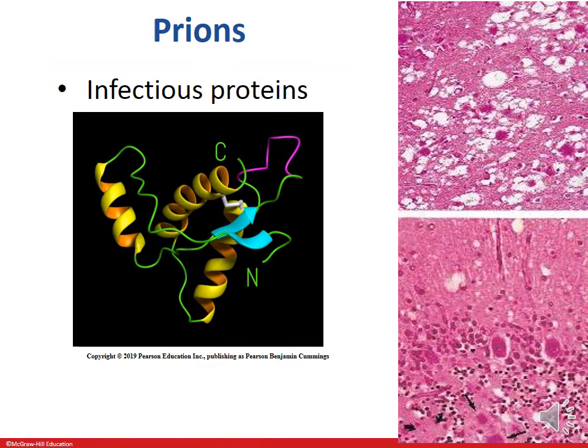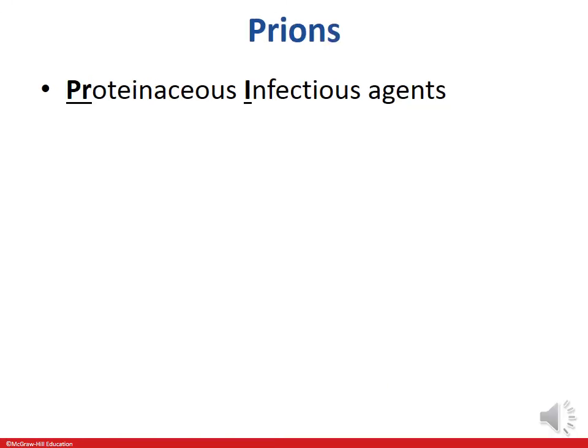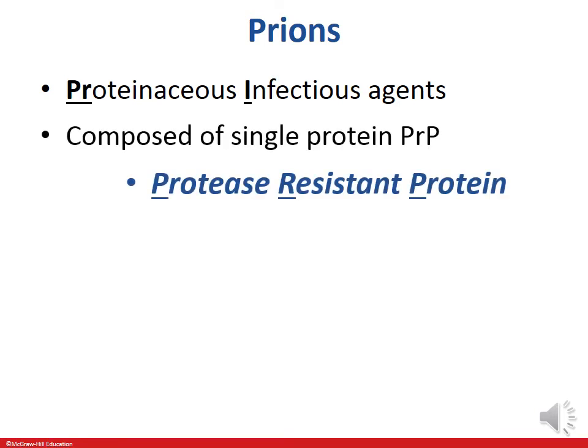All right, now shifting gears a little bit, we'll talk about prions, which we introduced in the first chapter. This is really a unique kind of infectious organism that is actually just a protein. So they get the name prions because they are proteinaceous infectious agents. So that's where the prefix there comes from. And essentially what they are is a single protein that got named protease-resistant proteins. So we have the PRP proteins.